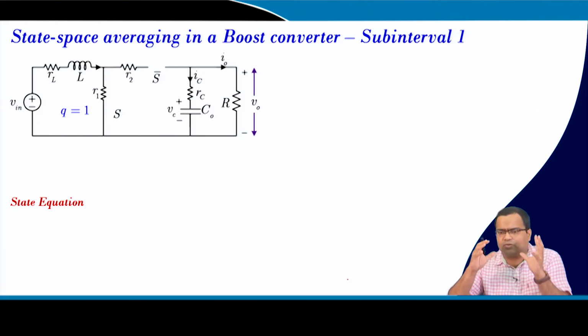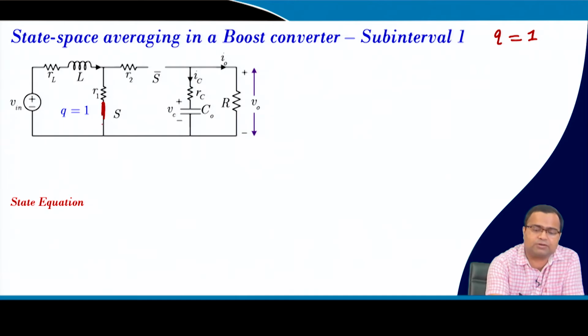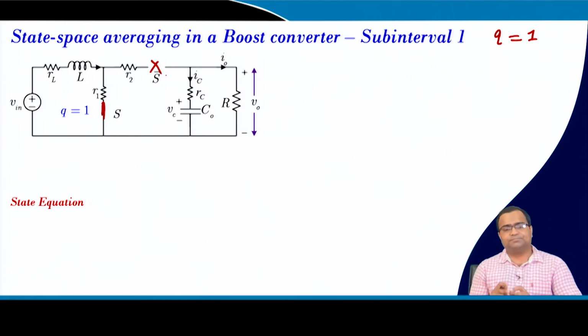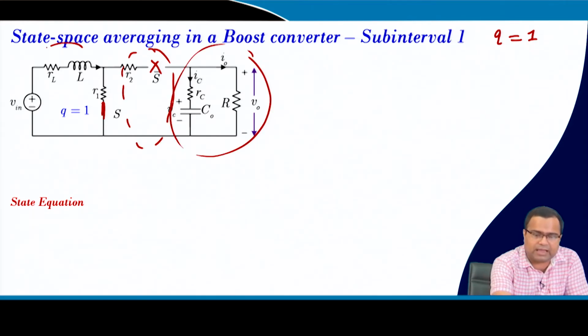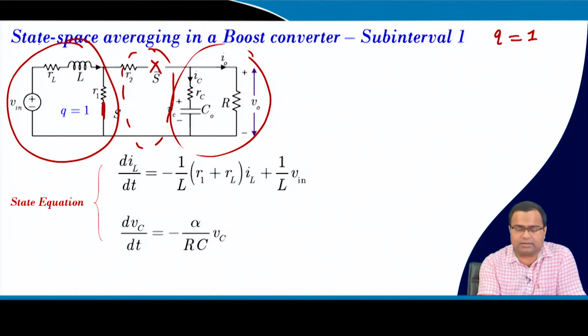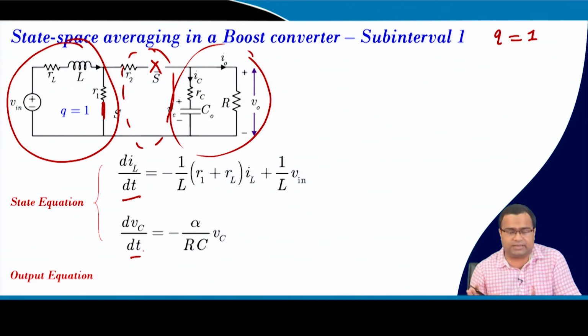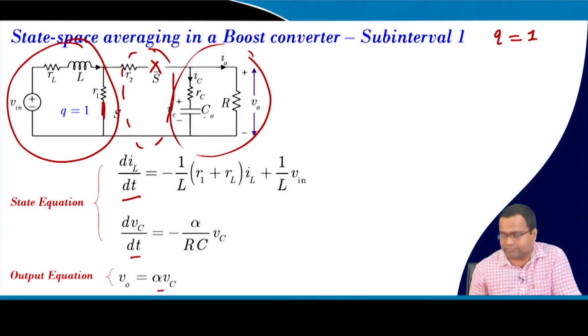So, subinterval 1 is when Q equal to 1, like in a boost converter when this switch is on and this switch is off, so this path does not carry any current. You will have a separate RC branch and a separate RL circuit. So, you can write down the state equation, the dynamics of the inductor current and the dynamics of the capacitor voltage, and that we have discussed in sufficient detail. I am not going to repeat it because under state space modeling we have discussed this. Then we can write the output voltage equation, and in this case the output voltage is simply a function of the capacitor voltage.